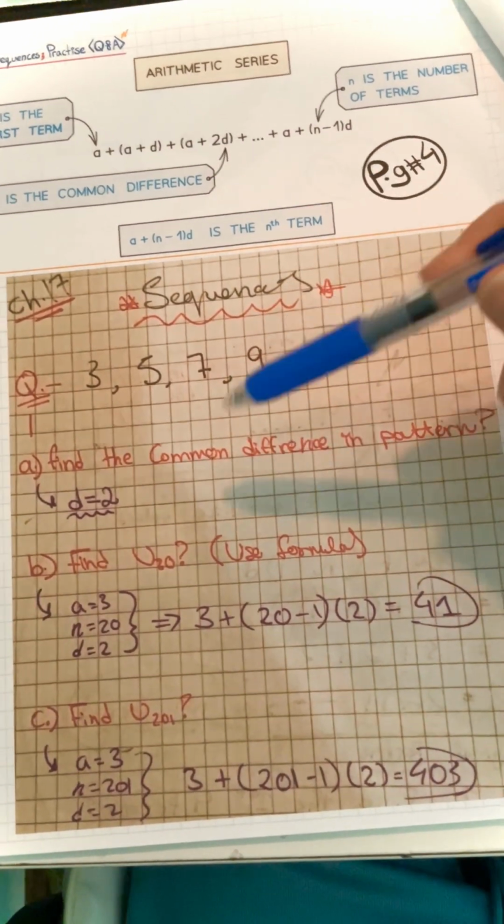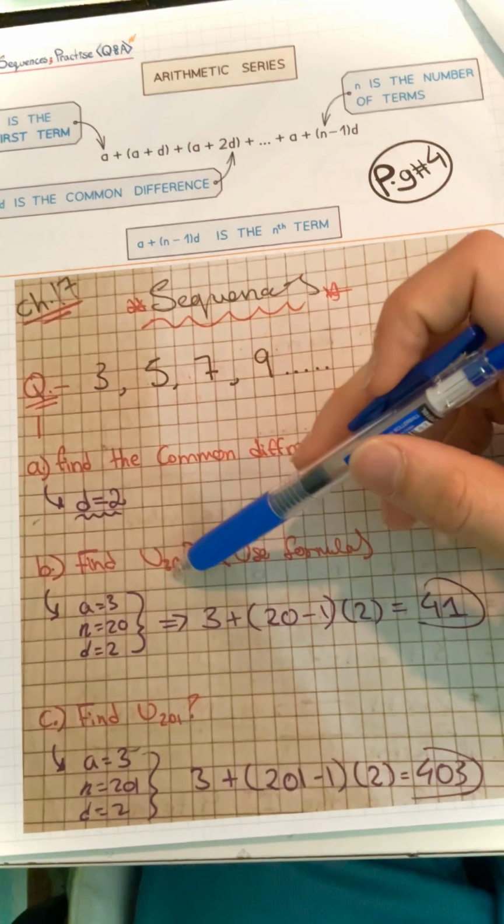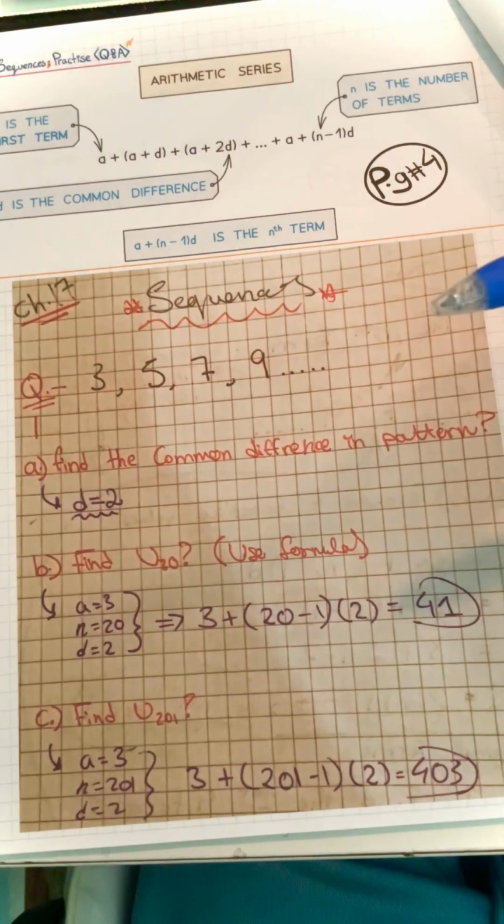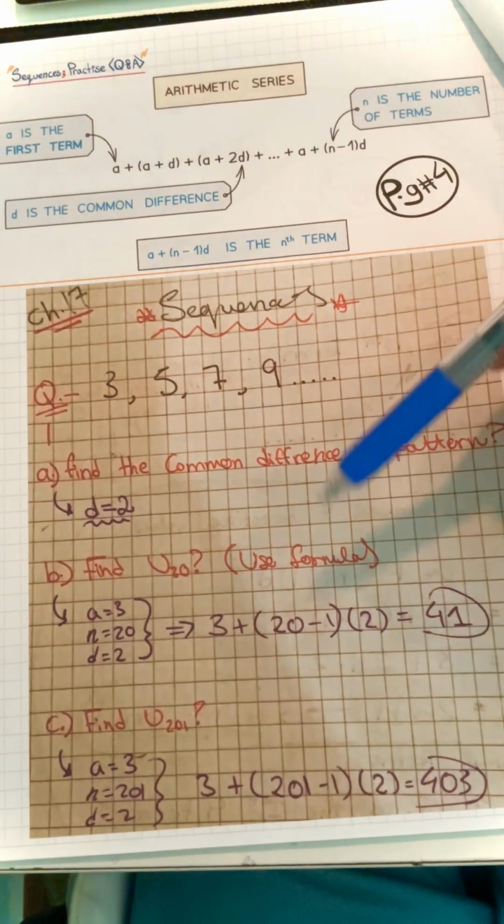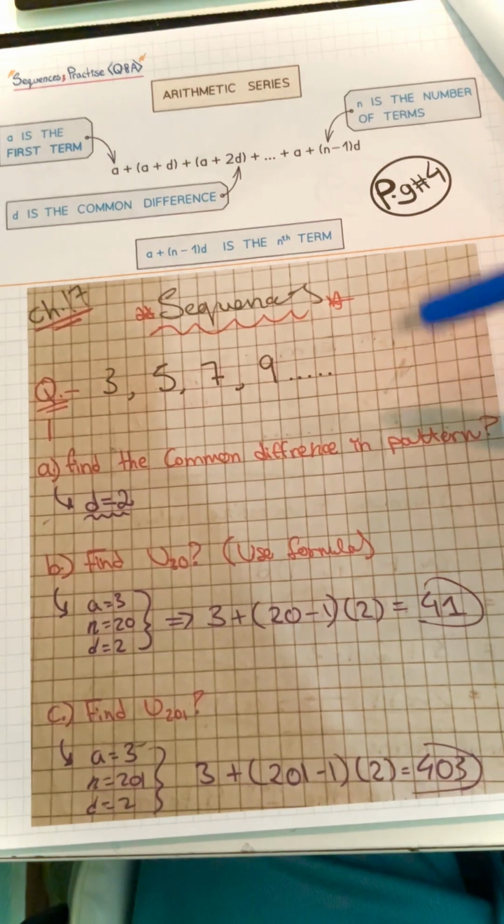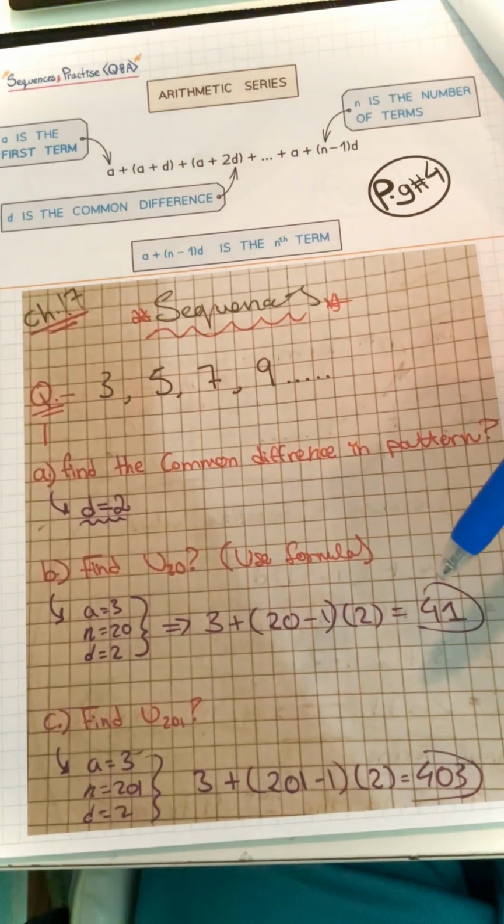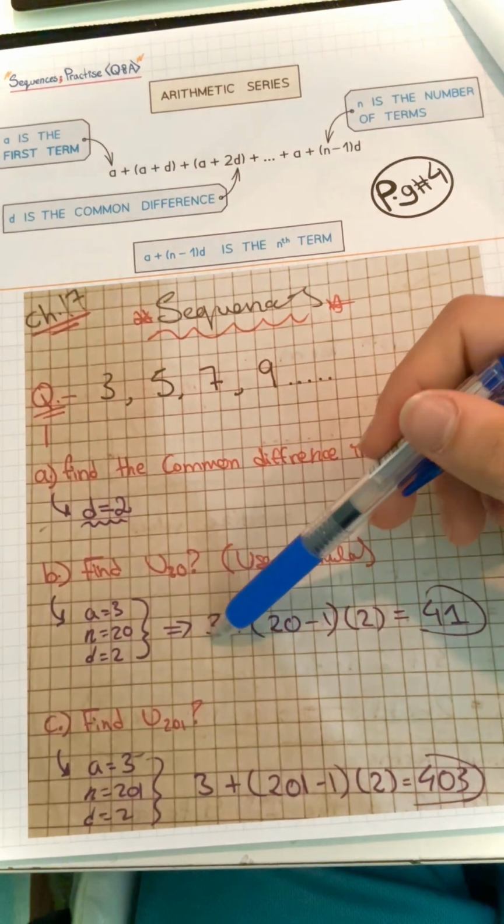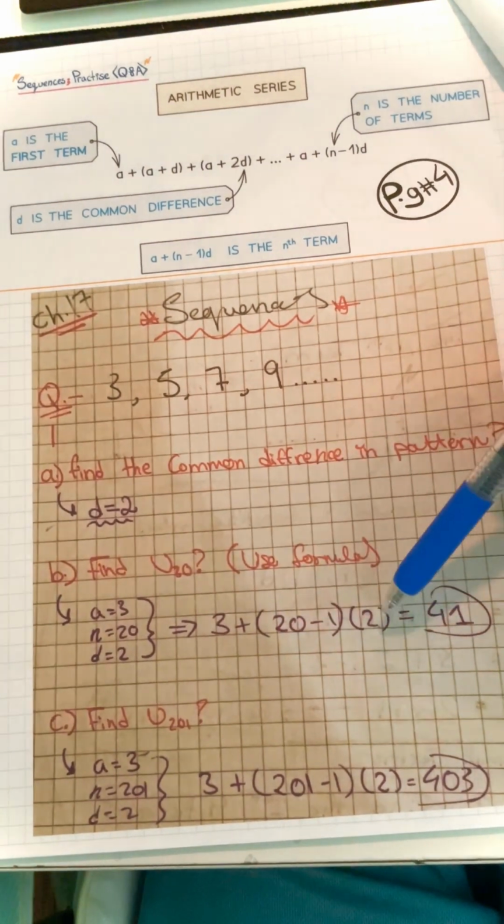Now they're asking us to find the 20th term. Find U20 using the formula. Okay, so we don't know what the terms are after 9, but we need to find the 20th term. So we will use the formula. As the formula says, a plus n minus 1 times d.